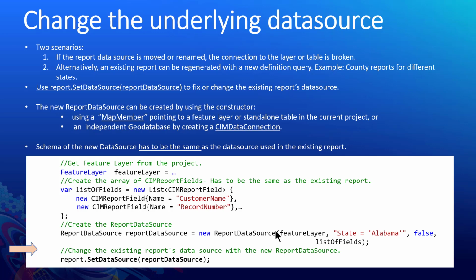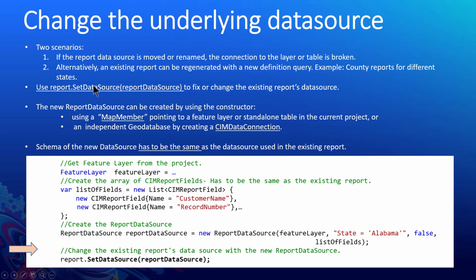There are two main scenarios when you might want to change the underlying data source for a report. If a report's underlying data source has been moved or renamed, the connection to the layer is broken. Alternatively, you have an existing report that has been designed specifically for your business needs. You can modify this specialized report to use data from the feature layer using a new definition query without recreating additional reports from scratch. For example, in the demo coming up, I will show you how you can use the same report object and generate county-wide tabular data for different states.